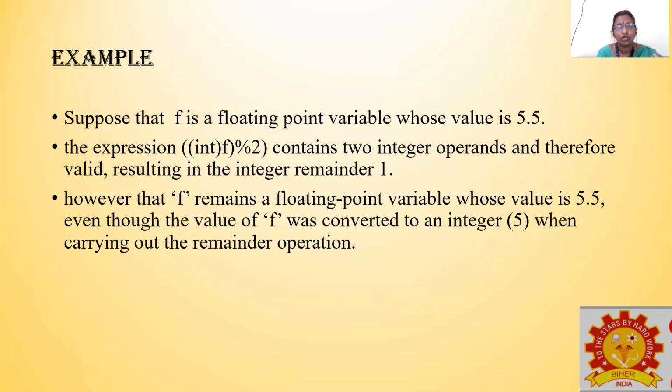Suppose F is a floating point variable whose value is 5.5. The expression int(F) % 2 contains two integer operands and therefore results in the integer remainder 1. Here F is a floating point variable with value 5.5, which is first typecast to integer, so 5.5 becomes integer 5. 5 mod 2 will give you 1. However, F remains a floating point variable whose value is 5.5, even though its value was converted to integer 5 when carrying out the remainder operation.